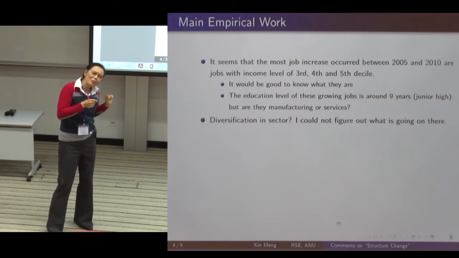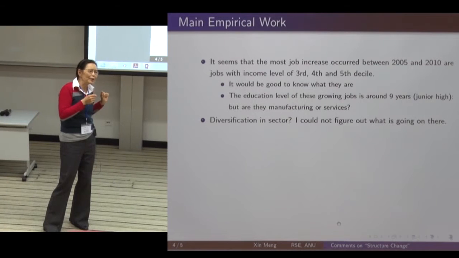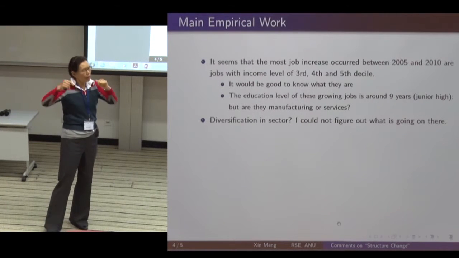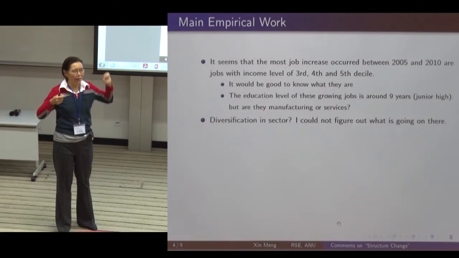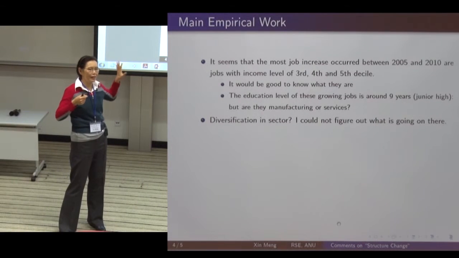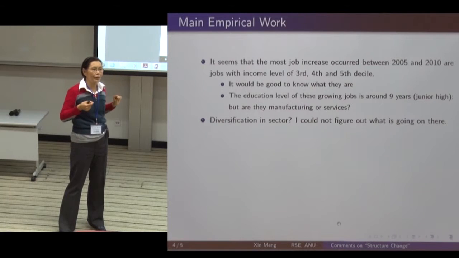But later on, you keep saying we need to have compulsory education of 12 years. I just don't get that. And I thought from your chart, it's very, very clear. It's the demand for 9 years.